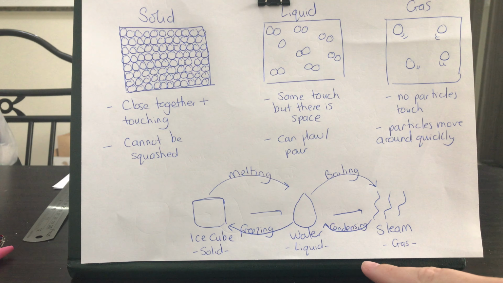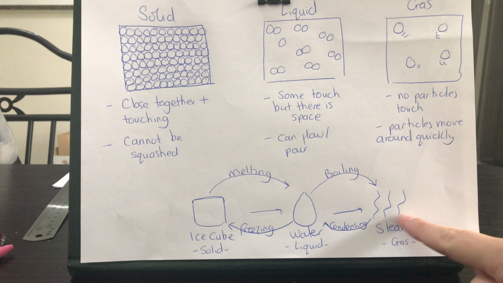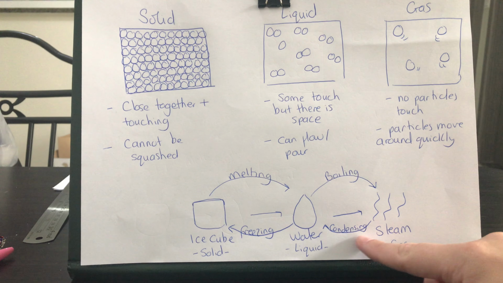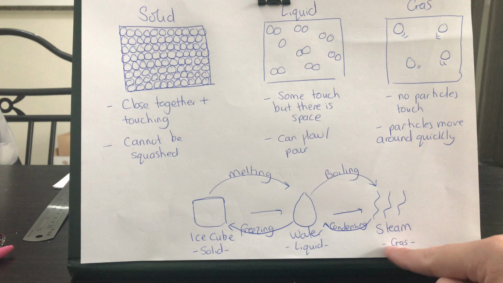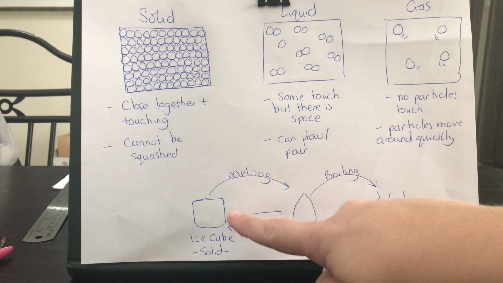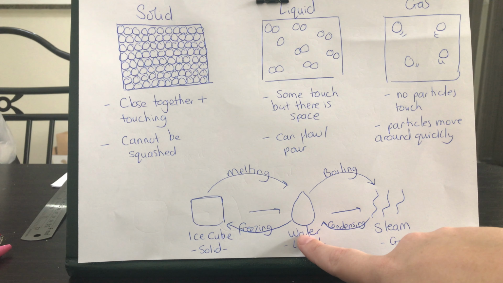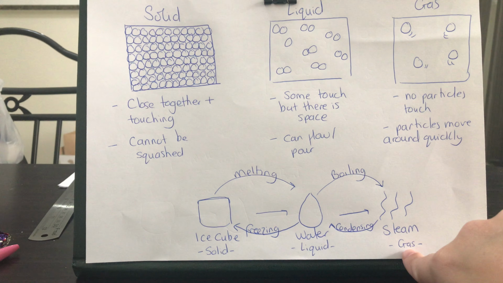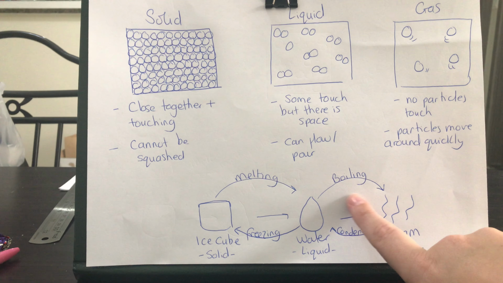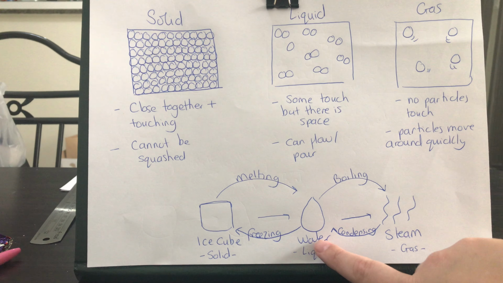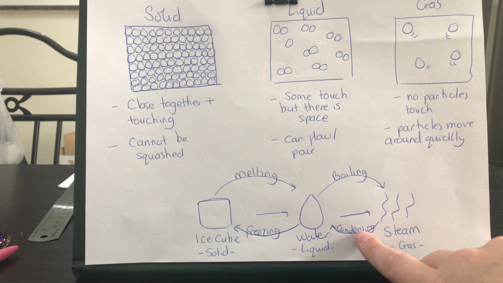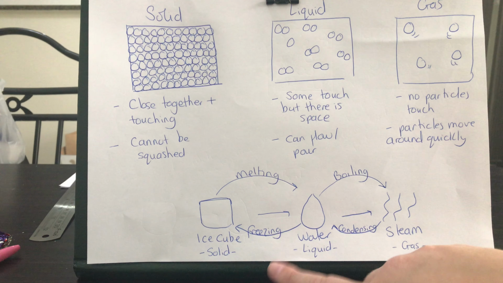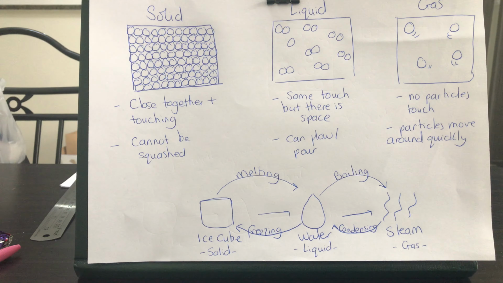Now this last one's a little bit trickier, but steam or a gas to a liquid is called condensing. And again, we're just making the gas colder. So from solid to a liquid, we make it hotter and we melt it. From a liquid to a gas, we make it hotter and we boil it. But from a gas to a liquid, we do the opposite. We make it colder, which is called condensing. And then from a liquid to a solid, again, we make it colder, which is called freezing.